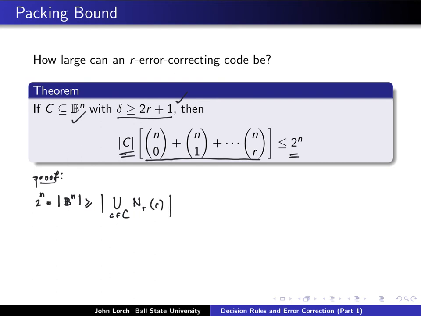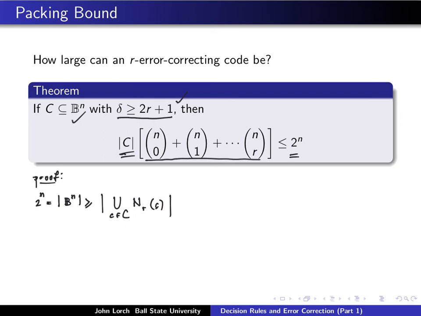Okay, so what's happening here? Remember that given each code word c, we can form a neighborhood of radius r around it. And all of those objects in that neighborhood are binary strings of length n. So if I put all of those neighborhoods together and I count the number of objects in all of them, then I can't get anything more than the total number of binary strings of length n, and that number is 2 to the n.